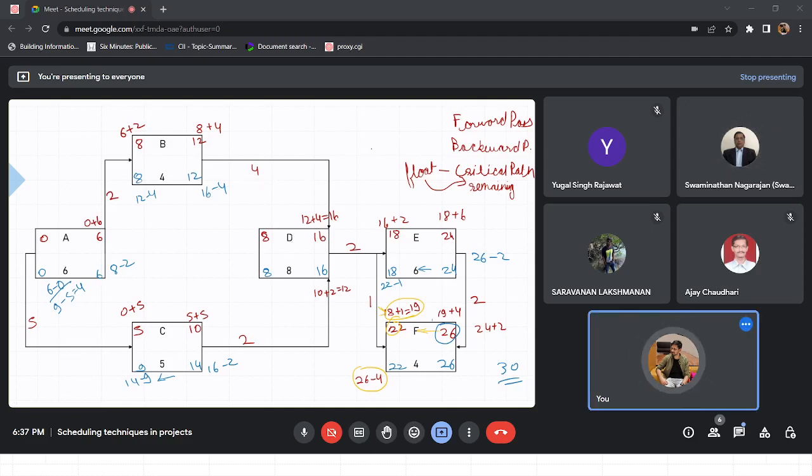Can you please repeat? Because from B when we come to A, we already got 0 as the latest start. Because we already got 0, I thought we don't have to examine the relationship from C to A, right? Because that's the lowest value. Yes.